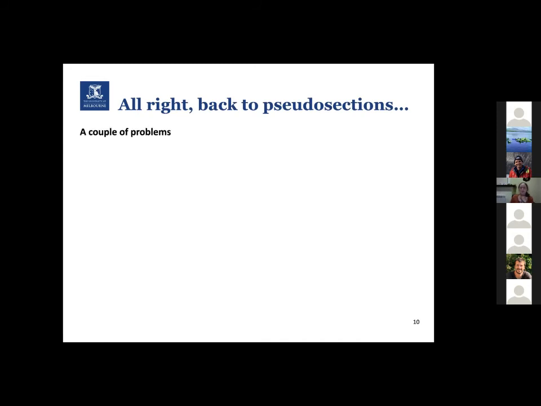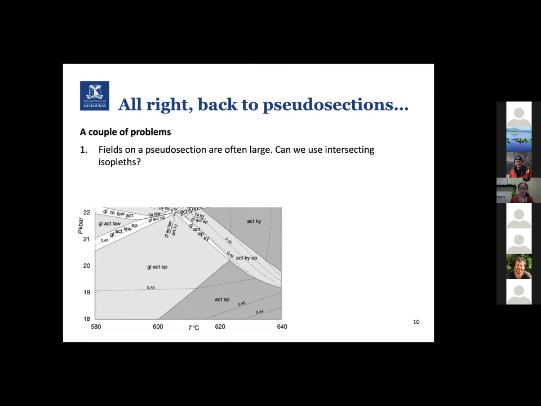Okay, let's go back briefly to pseudosections. So we have a couple of problems with pseudosections. One of them is that the fields can be very large. So a common temptation that people use is to say, okay, well, let's take two isopleths, so two compositional values we can measure, and find the intersection between them and use that to give us one pressure and temperature.